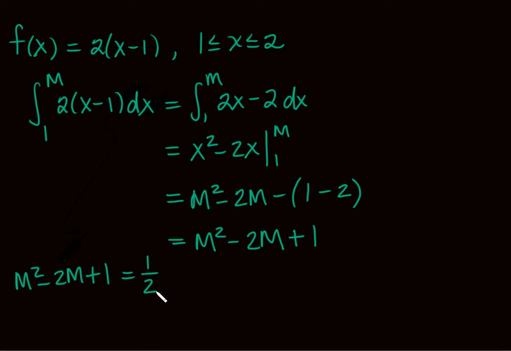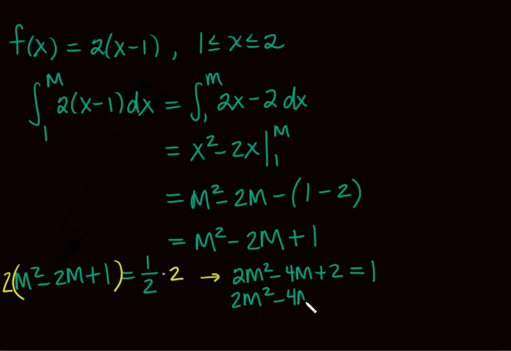The thing is, I don't want to deal with the 1/2. So what I'm going to do is a method that we call clearing fractions. So I'm going to multiply everything by 2. If I multiply everything by 2, what that does for me is it gets rid of that 1/2. And now I might be able to use the quadratic formula or something like that. So I get 2m squared minus 4m plus 2 equals 1. And now remember, to solve a quadratic, we need to set everything equal to 0. So I have 2m squared minus 4m plus 1 equals 0.